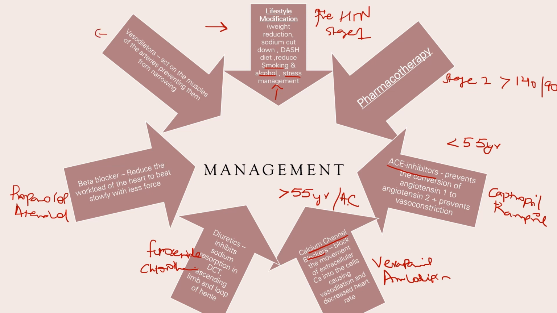Vasodilators like nitroglycerin or sodium nitroprusside can be given, and they act on the muscles of the artery, preventing them from narrowing.